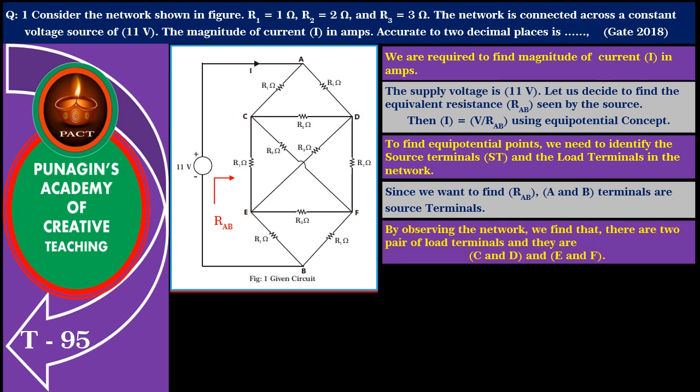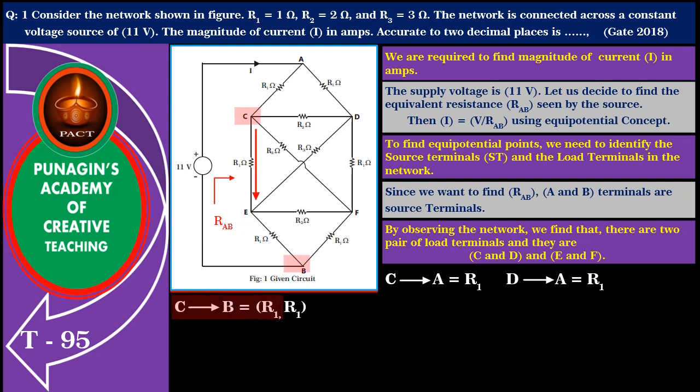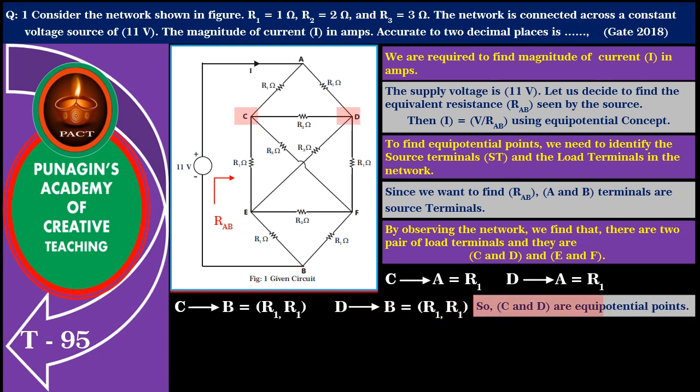First, let us check C and D for their equipotentiality. Path resistance from C to A is equal to R1 and from D to A also is equal to R1. Similarly, path resistance from C to B is equal to R1, R1 and from D to B also is equal to R1, R1. So, C and D are the equipotential points.